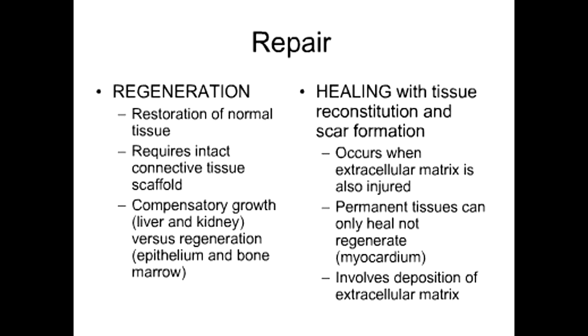However, in case of repair, the tissues will heal, but with the formation of scar. And this occurs when the extracellular matrix is also destroyed. For example, in case of permanent tissues like heart and skeletal muscles, healing will take place but with the formation of scar. These tissues do not have the potential to regenerate once they are lost.